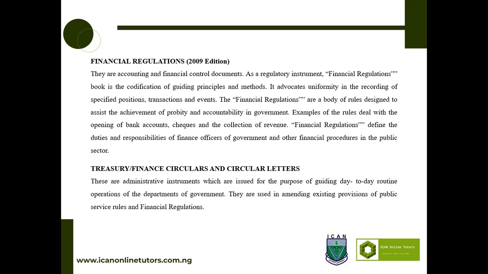So this regulation gives laws, gives rules on how finances are governed and how they are expected to be operated. We have treasury or finance circulars and circular letters. So these are administrative instruments that are issued for the purpose of guiding day-to-day routine operation. Before any funds will be issued, there are circulars that will be passed and warrants will be given to accounting officers that are entrusted in the release of funds.